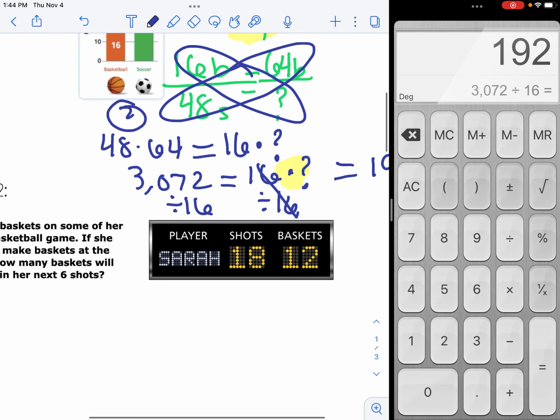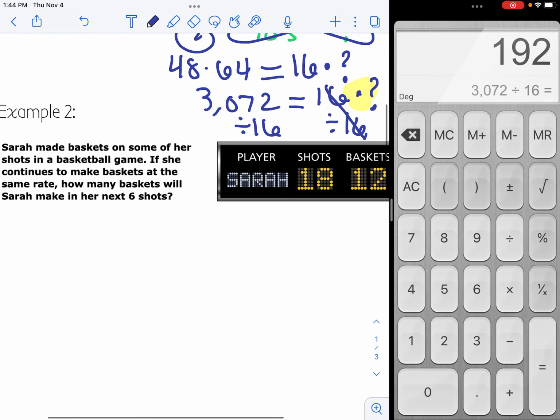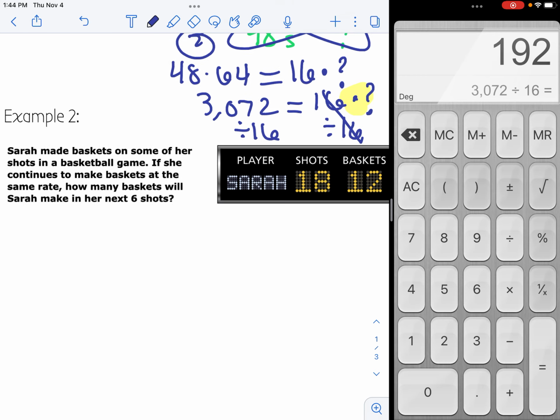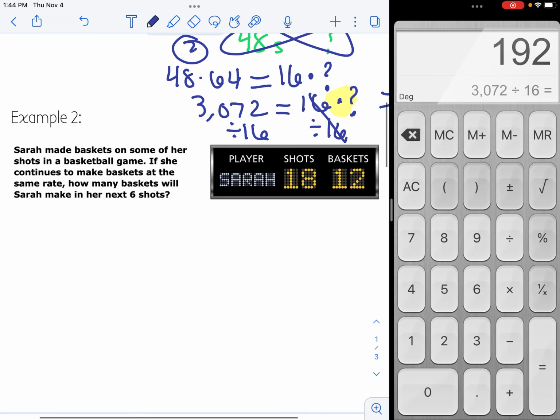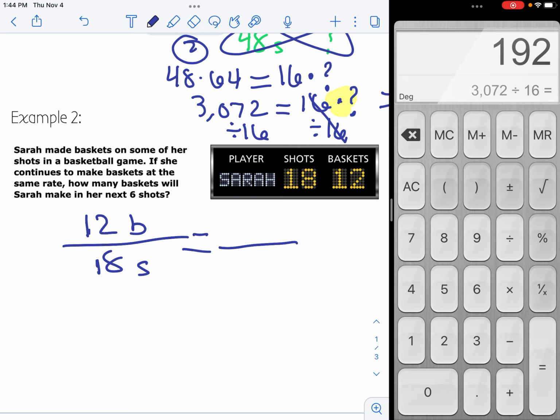Let's try another one. Sarah made baskets on some of her shots in a basketball game. If she continues to make baskets at the same rate, how many baskets will Sarah make in her next 6 shots? So she made 12 baskets for 18 shots. And now it's asking, what if in her next 6 shots, how many baskets is she going to make?